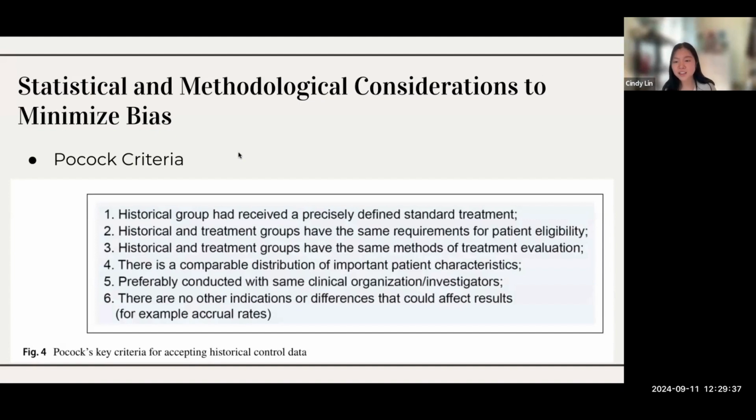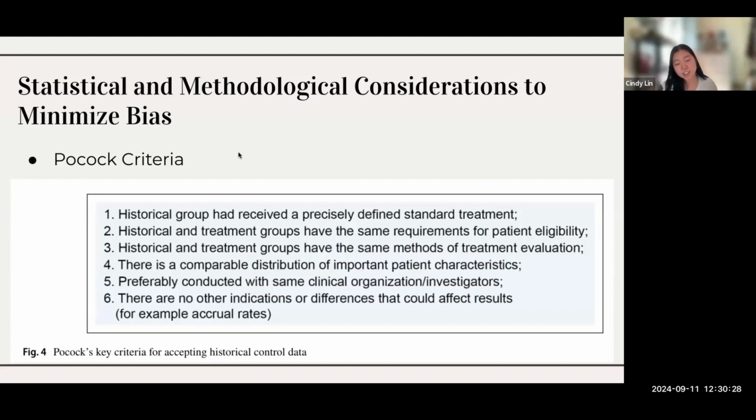So basically, the design and methods that we use in both groups have to be similar, if not the same. There also has to be a comparable distribution of important patient characteristics, and this is talking about the difference in prognostic variables. It has to be quite similar, or at least comparably distributed. Preferably, the study should be conducted within the same clinical organizations or by the same investigators. And lastly, there are no additional indications or differences that could affect results. Although the Pocock criteria is not applicable for all situations, it should be applied to the best extent possible when selecting a historical control group, and also to the statistical analyses that follow.